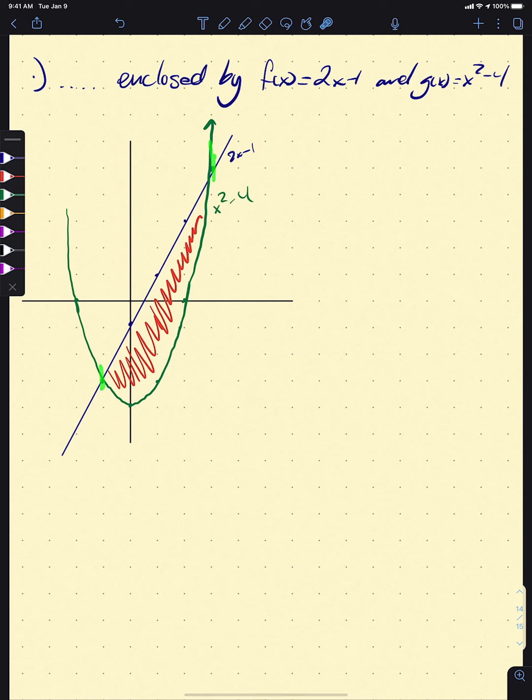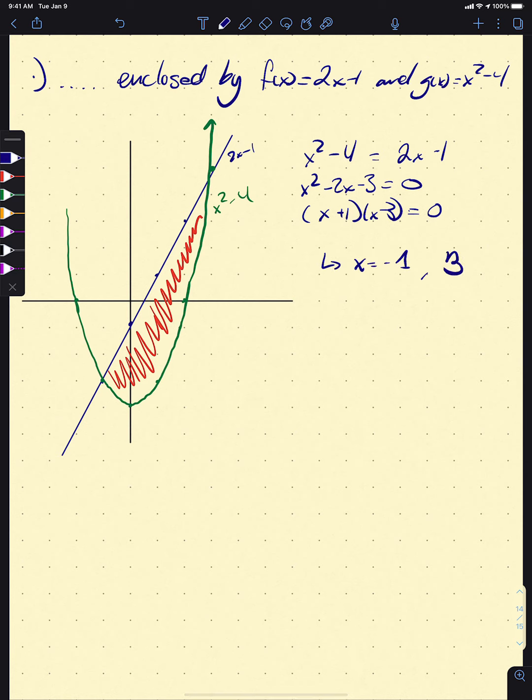Because we need to know here and we need to know here. So it's a little obvious where they are via the graph, but just to confirm that, we can set x squared minus 4 equal to 2x minus 1, which is going to come out to x squared minus 2x minus 3 equals 0. And that's going to factor into x plus 1 and x minus 3. So then we have x equals negative 1 and 3, which are indeed backed up by our graph.